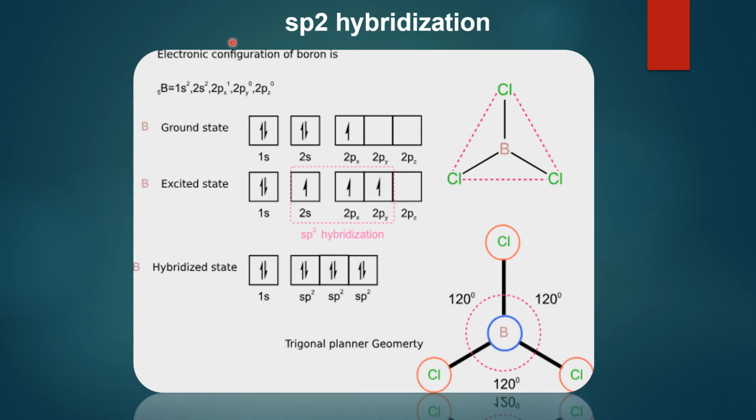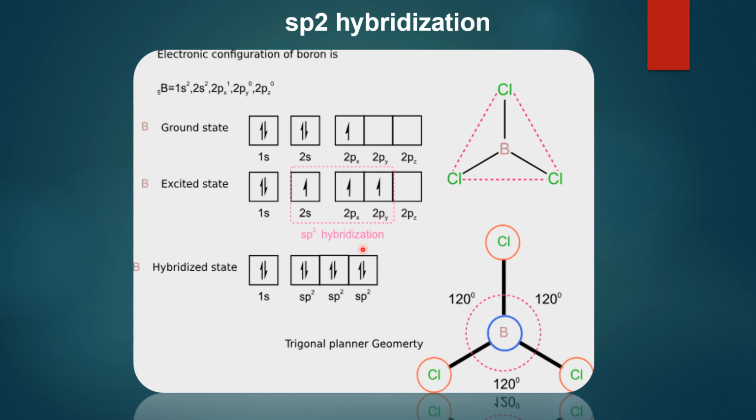The next type of hybridization is sp2 hybridization. In this type of hybridization, one s atomic orbital and two p atomic orbitals get hybridized to form 2 plus 1, 3 hybrid orbitals, which is known as sp2 hybridization. In sp2 hybridization, the p character is 66.66 percent and the s character is 33.33 percent. The best example we can apply for sp2 hybridization is the boron trichloride molecule.